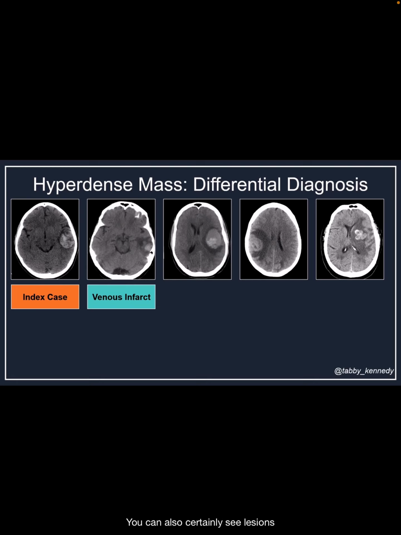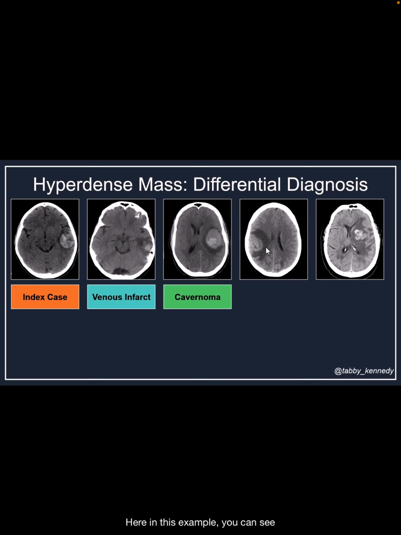You can also certainly see hemorrhage associated with vascular malformations. Cavernomas are common. One potential clue for cavernoma is to recognize a developmental venous anomaly associated with or adjacent to the cavernoma, and that could really help to sway you in the direction of vascular malformation as opposed to an alternate diagnosis like a tumor.